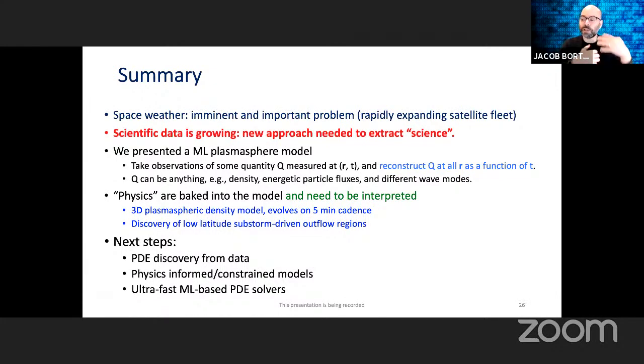And so for those who are just starting out and thinking about important problems, I think this problem is about as important as it gets for the space weather community.